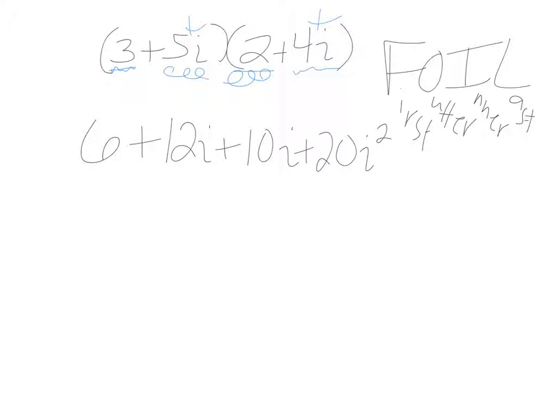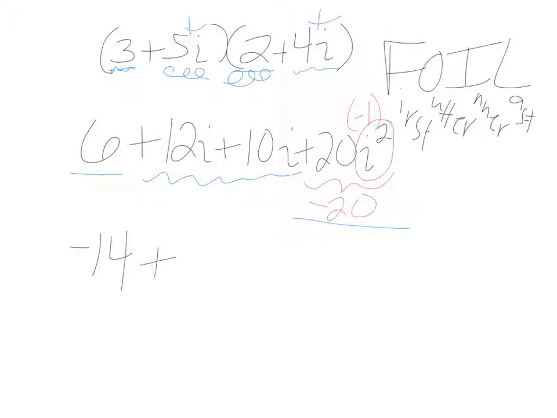So we said just a minute ago, i squared is the same thing as -1. So anytime we have an i squared, we'll replace it with -1, and that will be multiplied by the 20. So -1 times 20 is -20. So i squareds turn into -1s. Now I can combine like terms. 6 minus 20 would be -14. And positive 12i plus 10i, positive 22i.